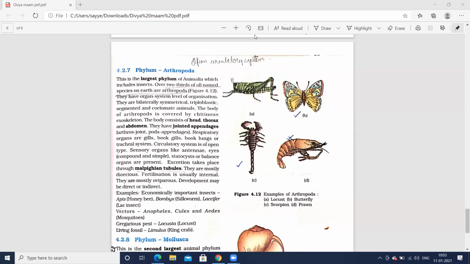What are these gills called? Book gills. There is another word which you can see written, book lungs. Again, book lung is nothing special. It's a respiratory organ only, used for exchange of gases. You will find them. Okay. But the main question is, why are these lungs called book lungs?